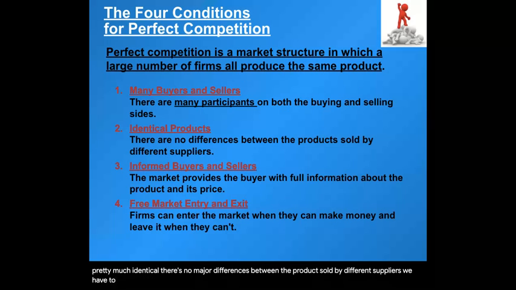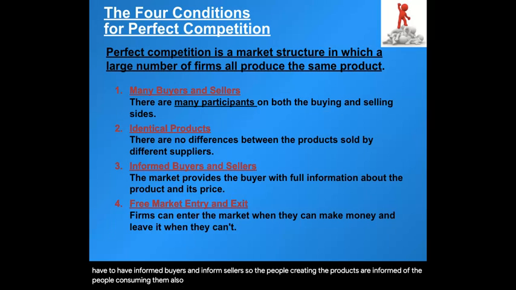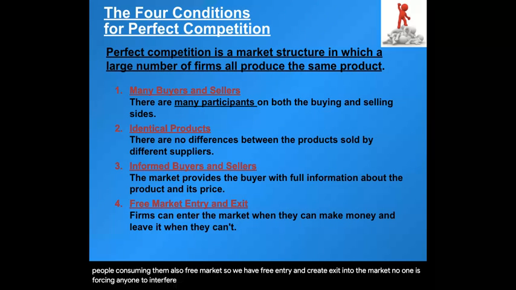We have to have informed buyers and informed sellers, so the people creating the products are informed and the people consuming them also know about the products. And then we have to have a free market. So we have free entry and free exit into the market. No one is forcing anyone to enter or exit the market.